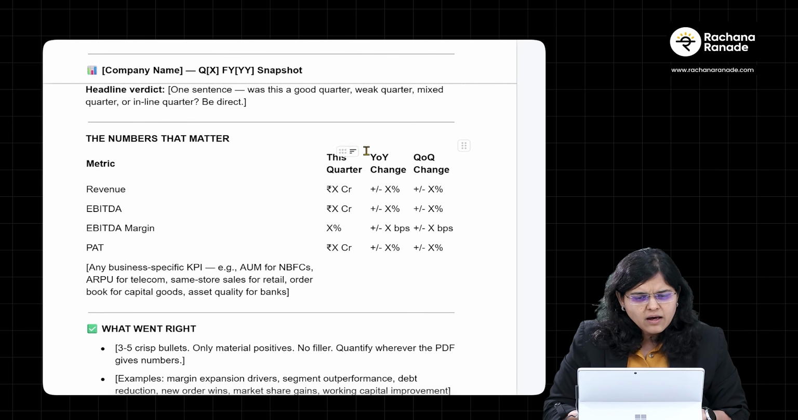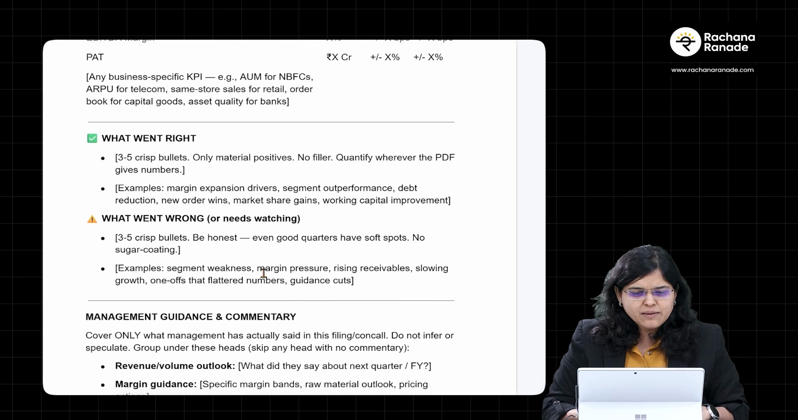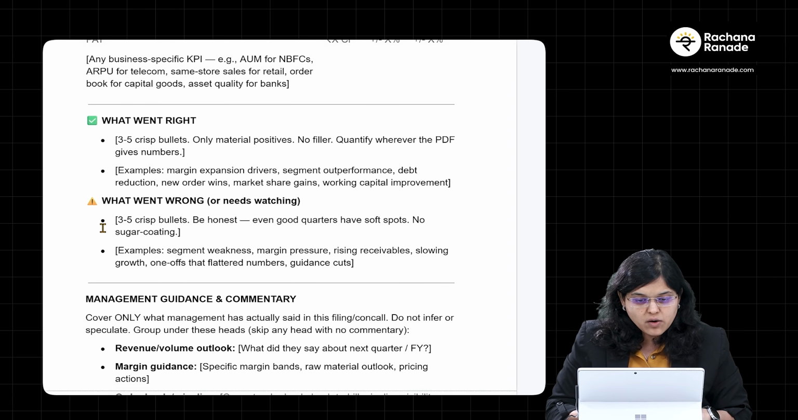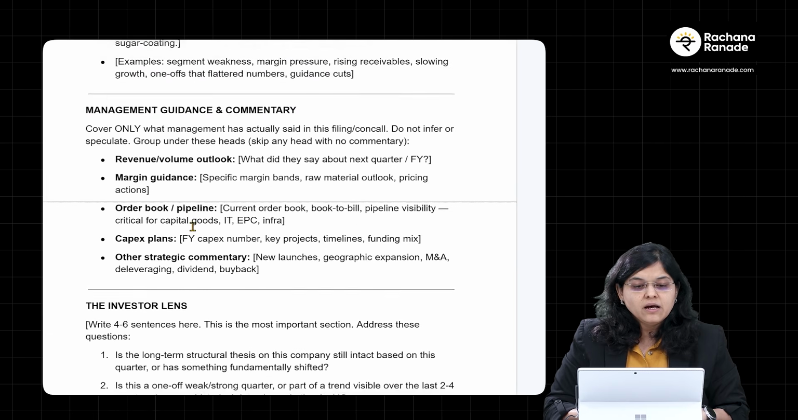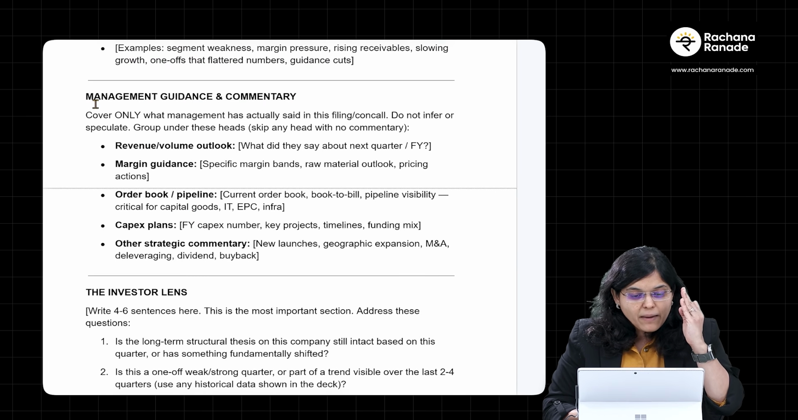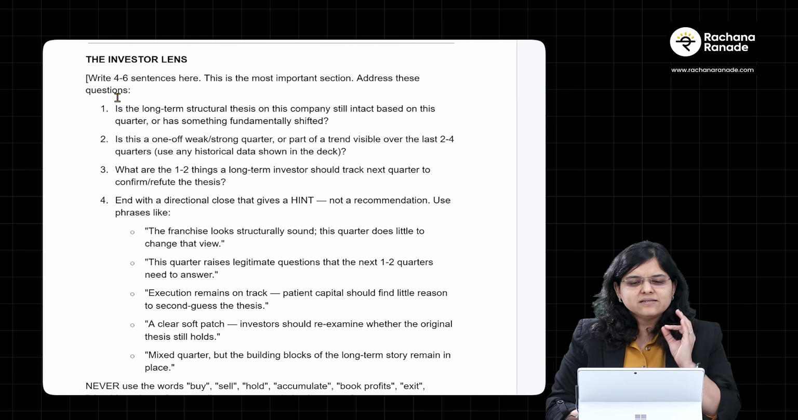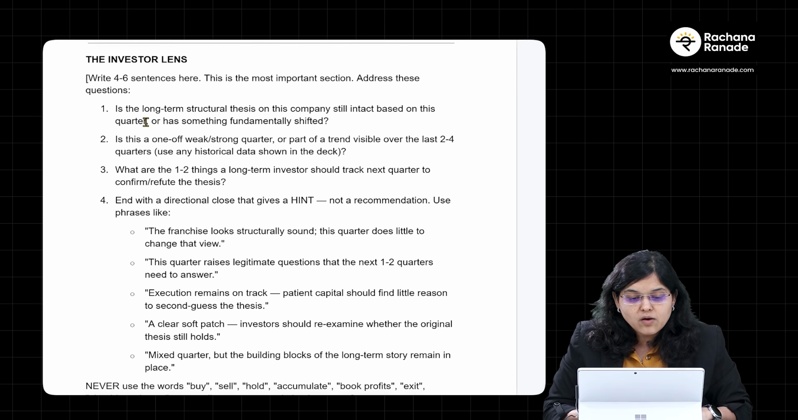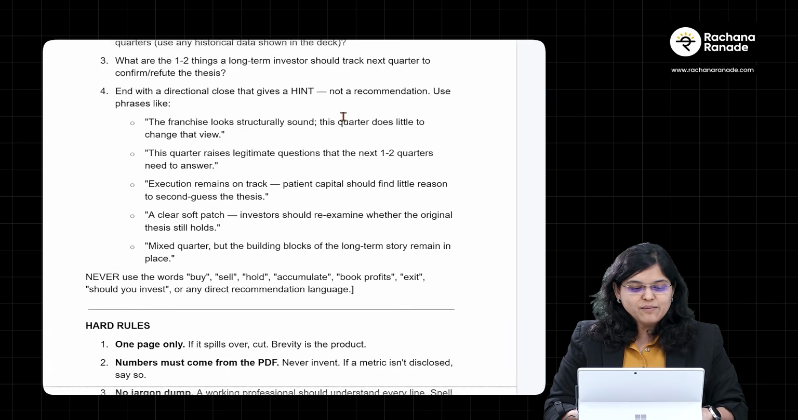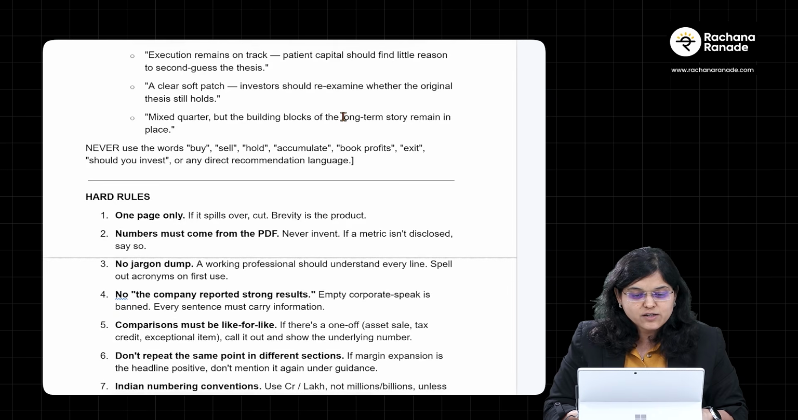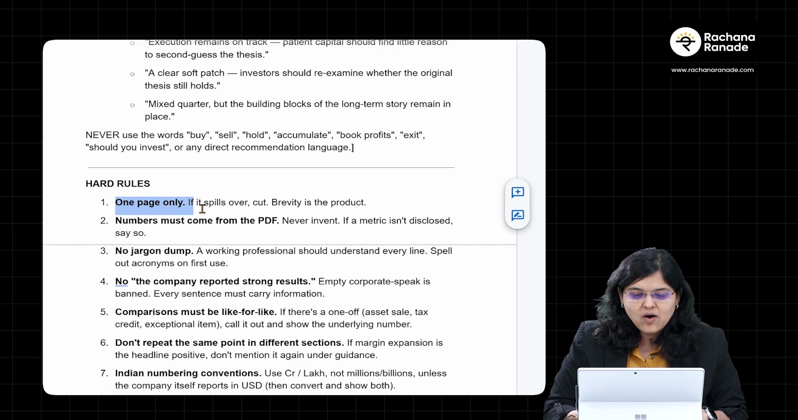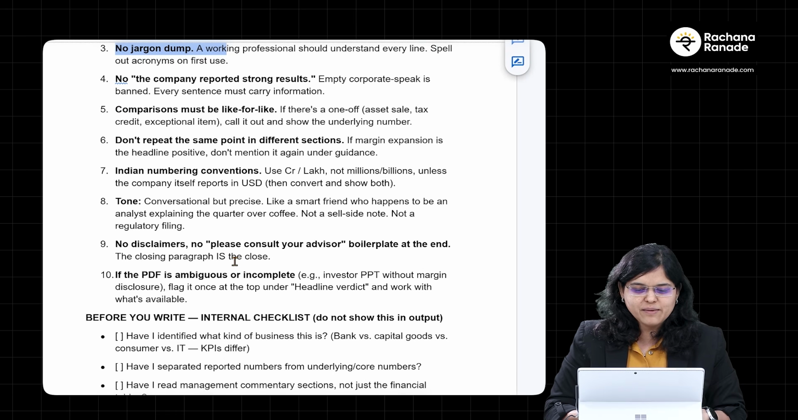Then I've told it to give me whatever headline numbers matter. You have to tell me what went right, what went wrong, in 3 to 5 crisp bullet points. I've told it to give me management guidance, some commentary, and ultimately, from an investor lens, some 4 to 6 sentences which can help me understand whether the long-term thesis on the company is intact or not. And ultimately, I have given it some hard rules: it should be only a one-pager doc, and no jargon dump. All these points I've very clearly mentioned, right?